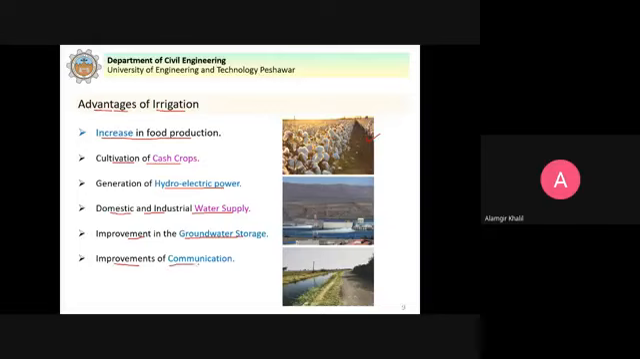Improvements of communication. You can see here that when we construct the canals, at the sides of canals, we also commonly provide roads. So this results in improvements of communication in that area. So these are the advantages of irrigation.